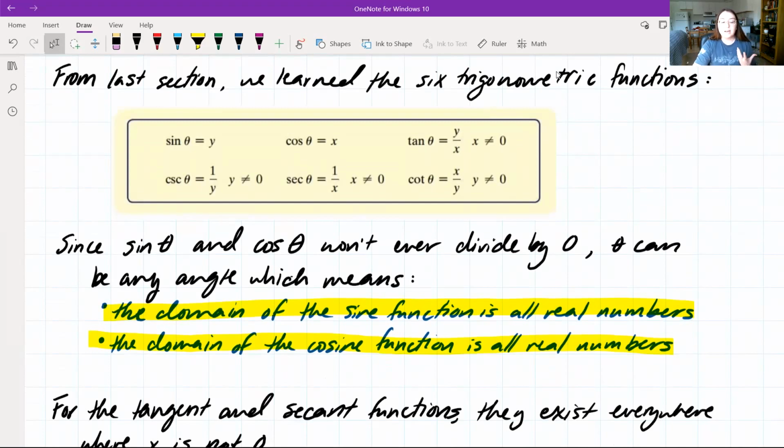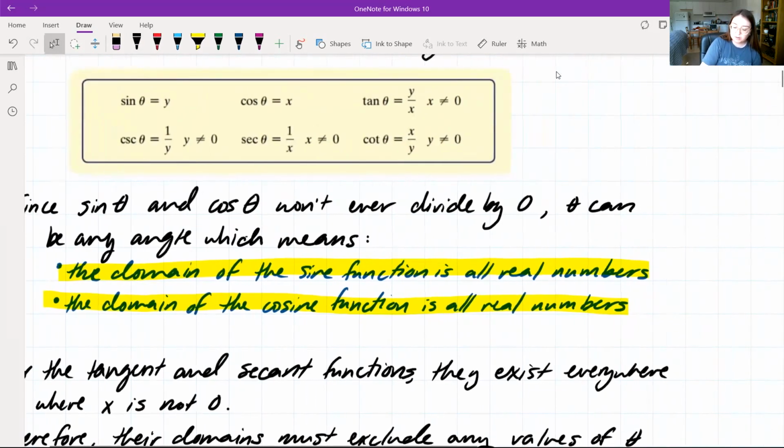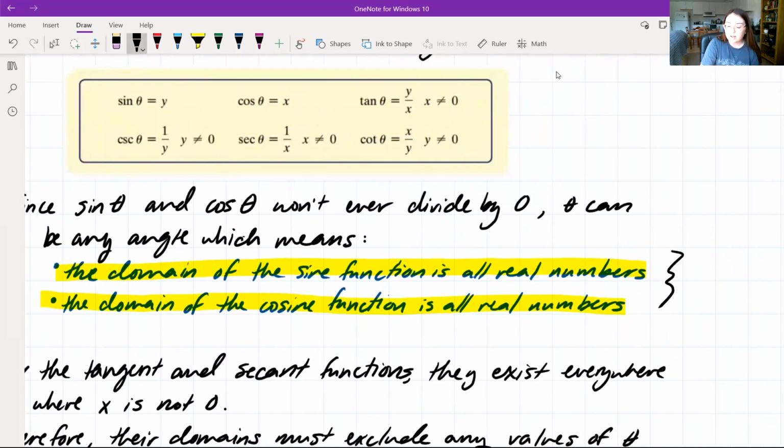So theta can be any value. So the domain of the sine function is all real numbers, as well as the cosine function. We can also go ahead and write that as meaning that they're all real numbers, or they exist from negative infinity to positive infinity.